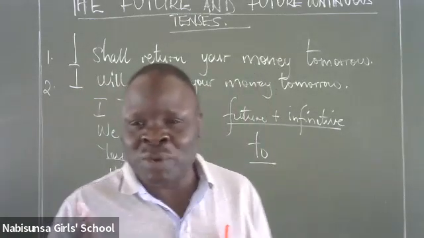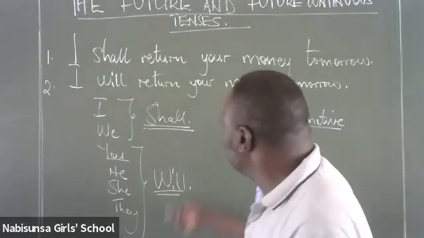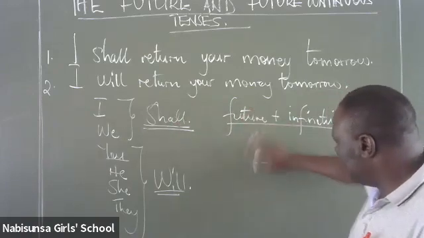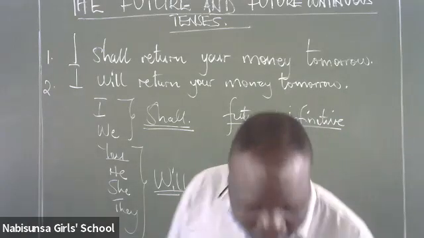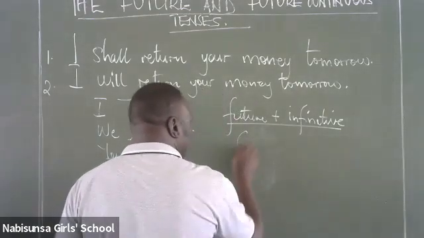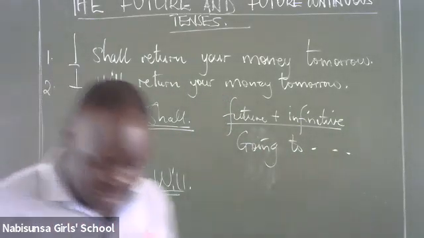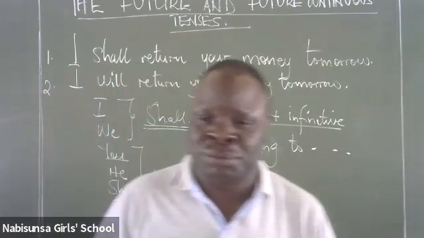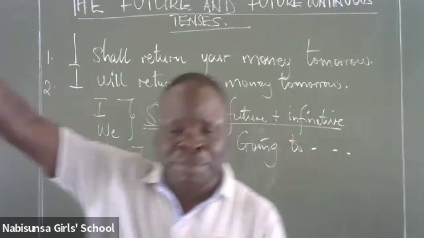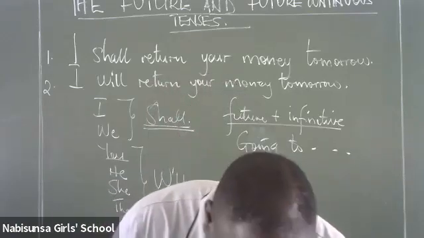Yes, it is "to". That word "to" normally takes us to infinitive. Therefore, we can substitute these ones here, will and shall, using future plus infinitive. What I am trying to say is that you can also say going to. For example, I am going to pay your money tomorrow. That is what we mean by future plus infinitive. Future is going, and then the infinitive is to.